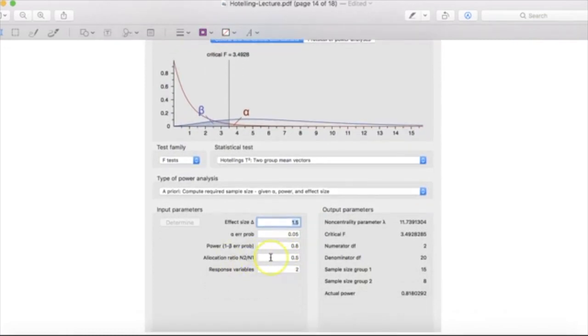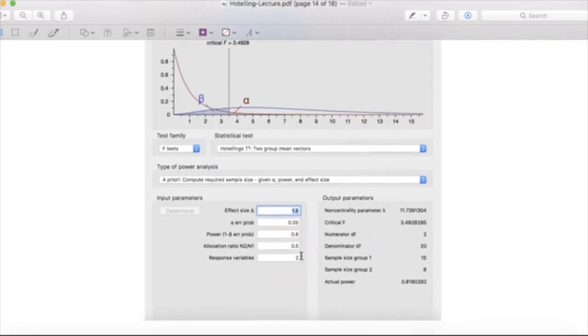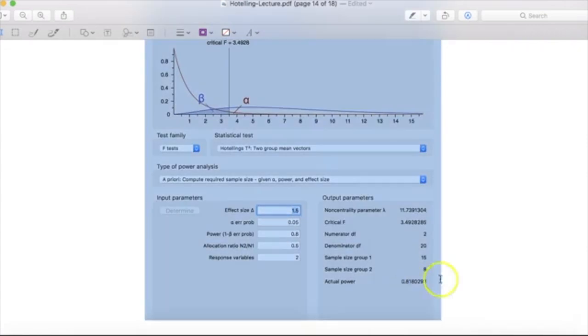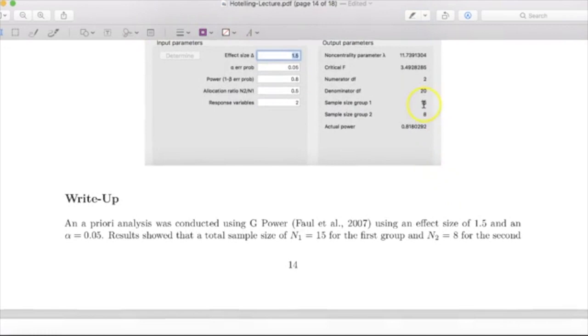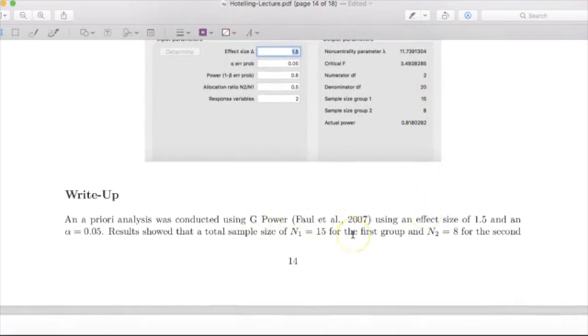Allocation, so if you have equal sample sizes, you can use 1 here. I'm pretty sure we don't have equal sample sizes, so I used 0.5. And we had two dependent variables, two response variables, which is effectiveness and satisfaction. So I went ahead and did my power analysis to achieve a power of 0.81. It's recommending that I have a sample of 15 in one group and a sample of 8 in the other group. And this is how you would write it up.